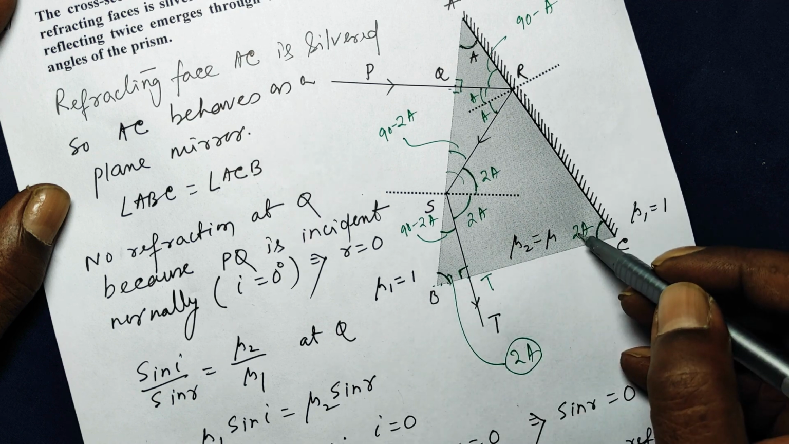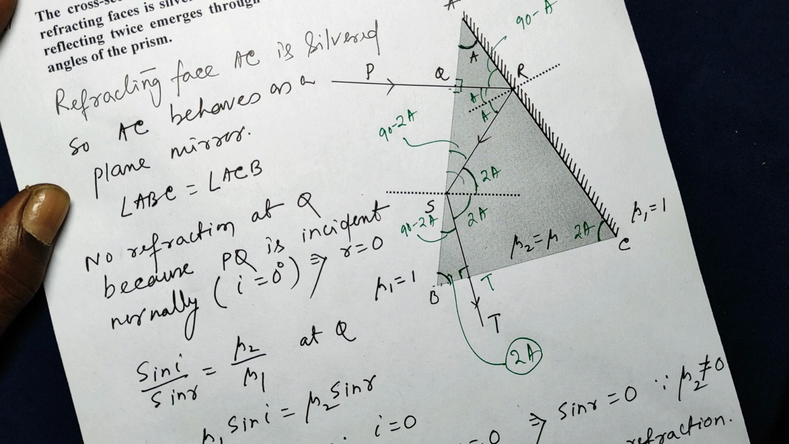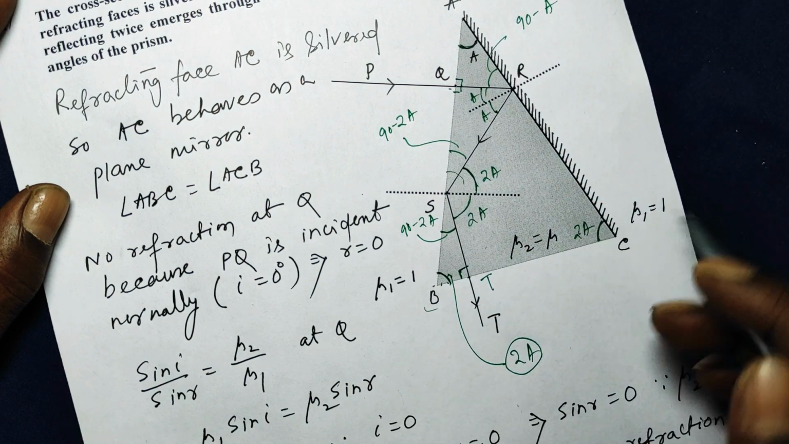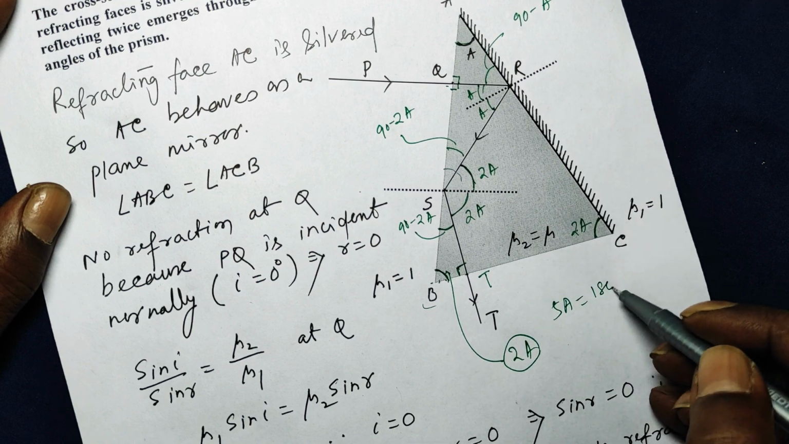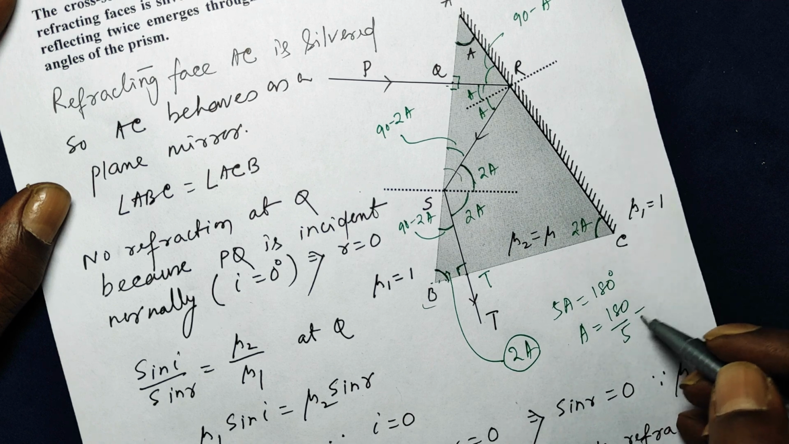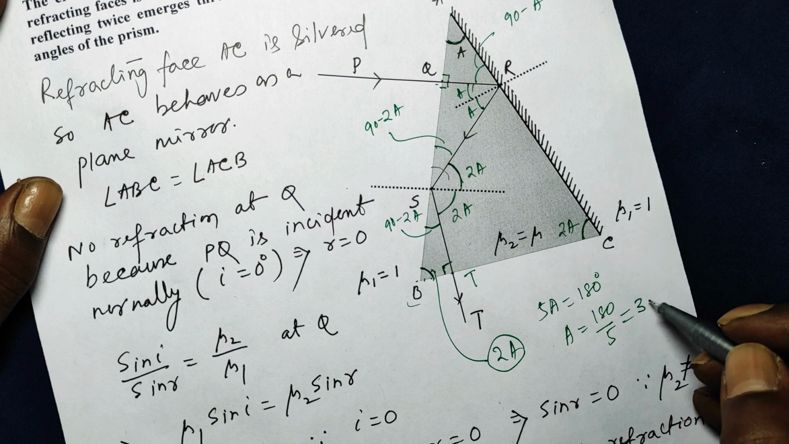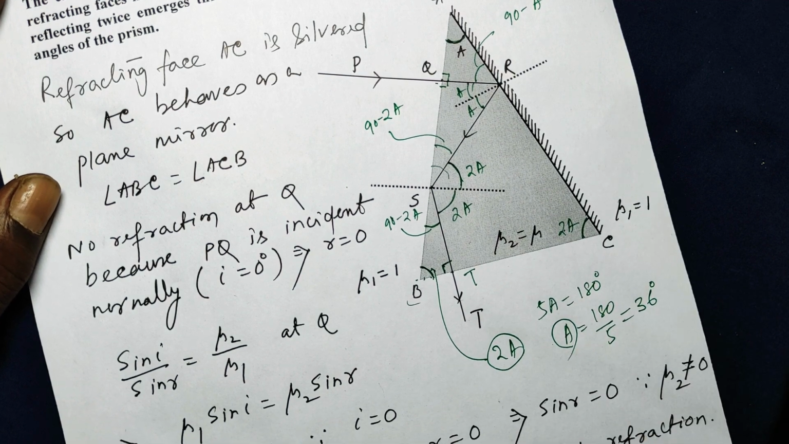2A plus 2A is 4A, and this angle is A. So 4A plus A, that is 5A, is equal to 180 degrees in the triangle ABC. So 5 times A is equal to 180 degrees. So A is equal to 180 by 5. 5 threes are 15, so 36 degrees. So the angle of the prism is equal to 36 degrees.